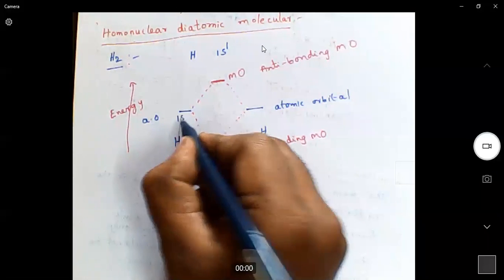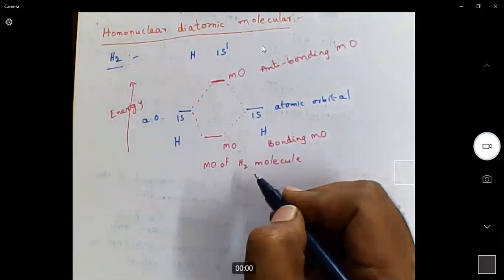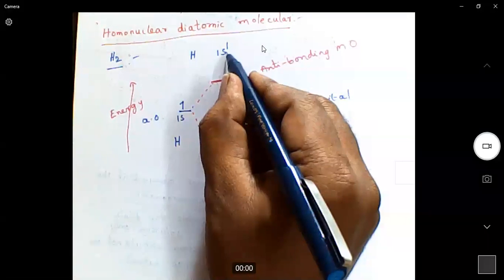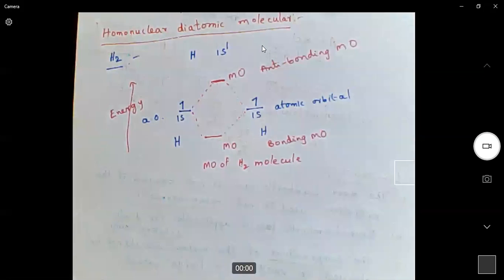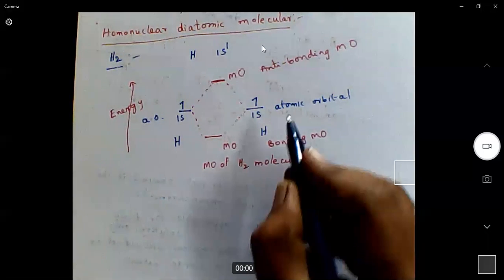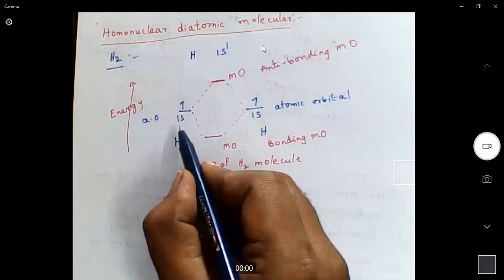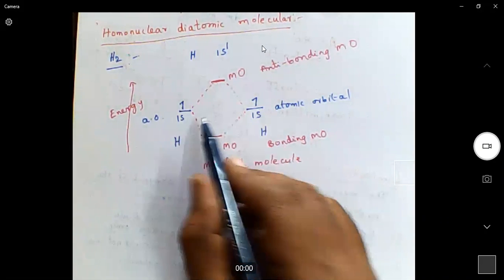Here we are using a 1s orbital from a hydrogen atom. This is also a 1s orbital from a hydrogen atom. We have one electron because the electronic configuration is 1s1. And here we also have another orbital, another electron. So for the hydrogen molecule, we are using two 1s orbitals which have two electrons.